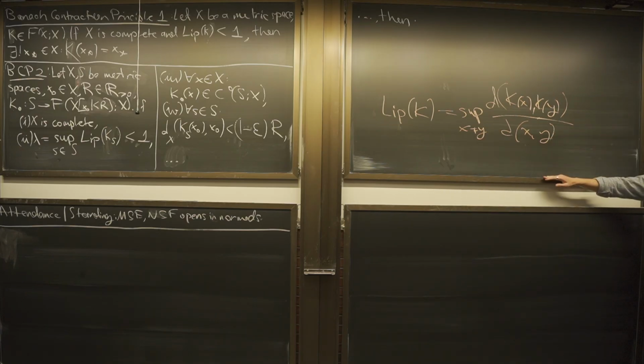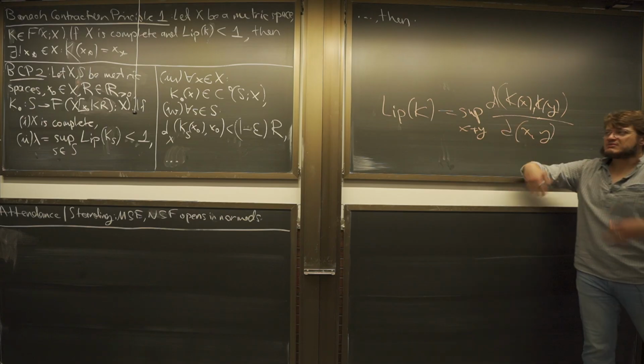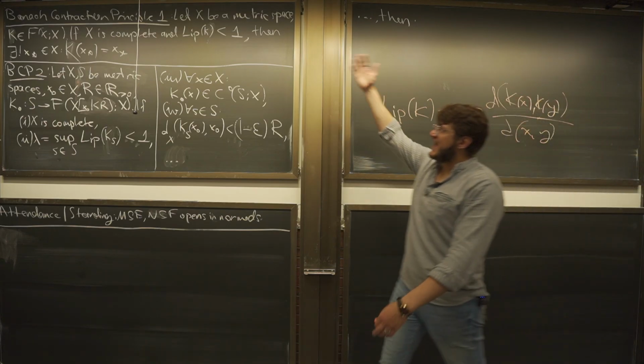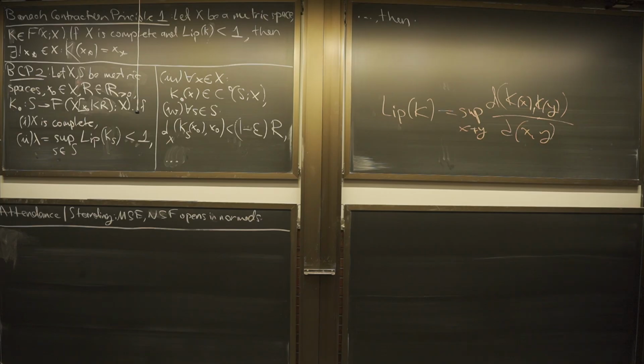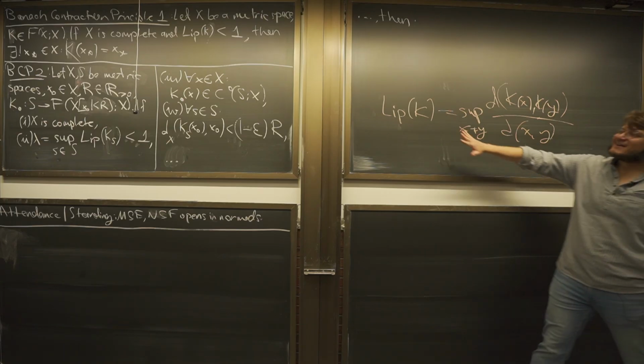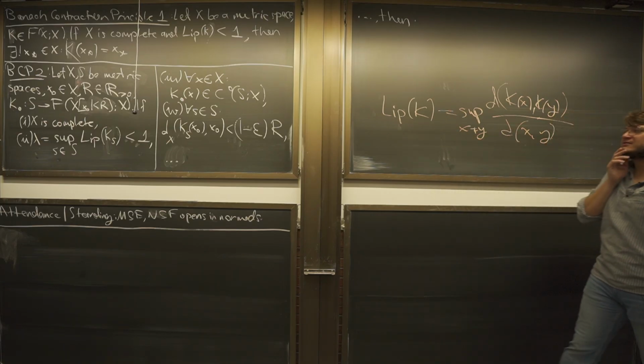It's basically the operator norm. And indeed, if K is a linear map, and if X is a normed space, the Lipschitz constant is equal to the operator norm, okay? It's just that this is a nonlinear version that applies for arbitrary functions.